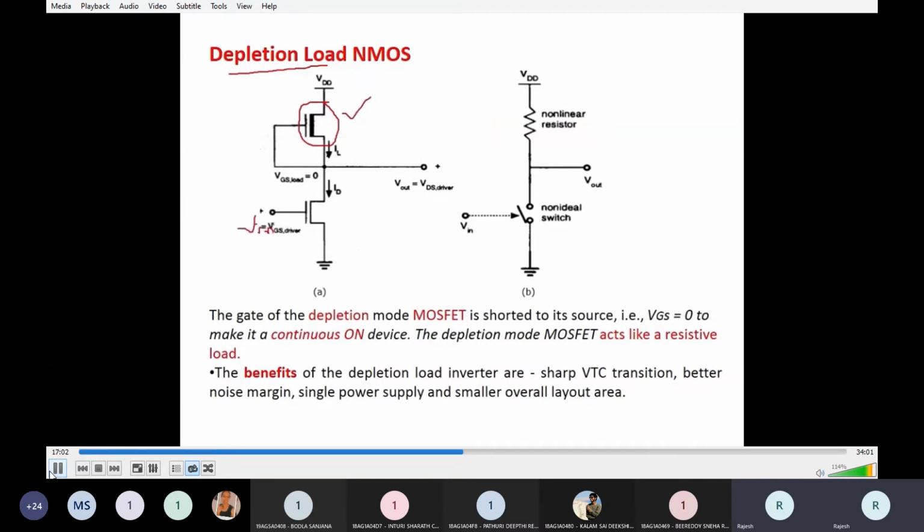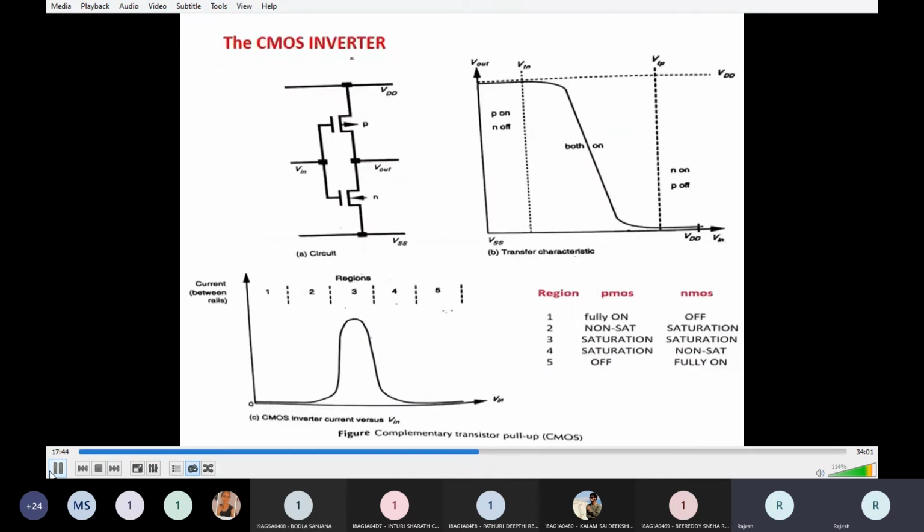For Vin, if Vin equals 0, then this transistor is off. Whenever it is off, VDD is connected to the output, hence high output. And whenever Vin equals 1, this transistor turns on. Due to that, the output is directly connected to ground, that is, the output is discharging, and you will get low output. So that is the inverter operation. This is the equivalent circuit. In this we are representing NMOS as a switch, and this depletion mode MOSFET is acting as a load resistor.